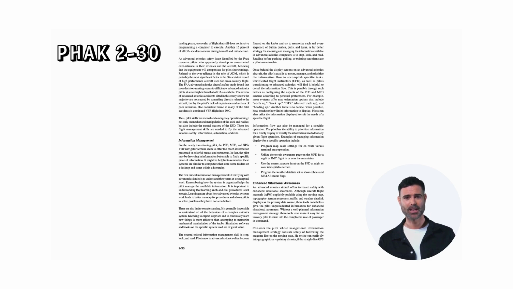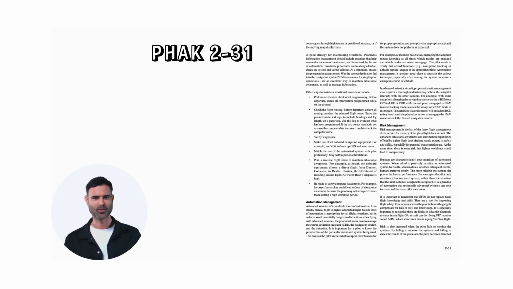Consider the pilot whose navigational information management strategy consists solely of following the magenta line on the moving map. He or she can easily fly into geographic or regulatory disaster if the straight-line GPS course goes through high terrain or prohibited airspace, or if the moving map display fails. A good strategy for maintaining situational awareness information management should include practices that help ensure that awareness is enhanced, not diminished, by the use of automation.